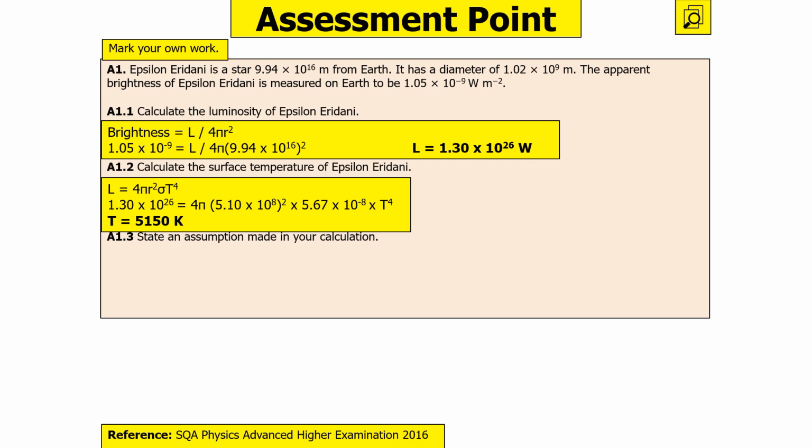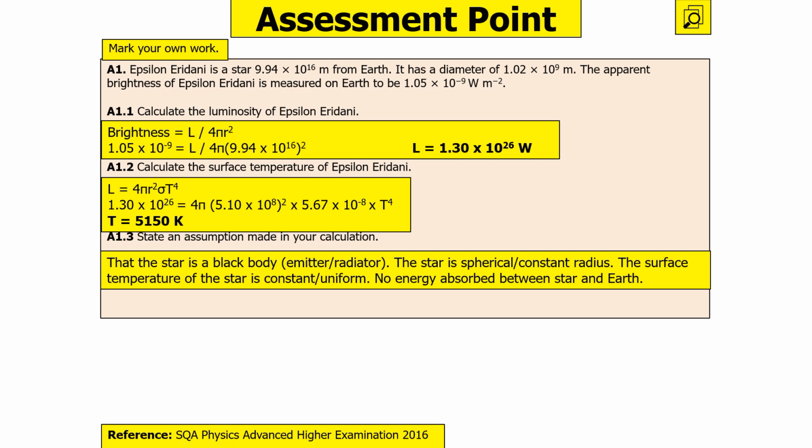It's also very important to note that you're given the diameter in the information, but the question wants you to use the radius because we're working out the surface area of the star, so it's 4 pi r squared, so just be careful about that. Now the assumption we make is that for Stefan's law to be true, it must be a black body emitter. We're also assuming that because we're using our equations, it's spherical, it's a sphere, and that also the surface temperature is uniform, so we can use the inverse square law.